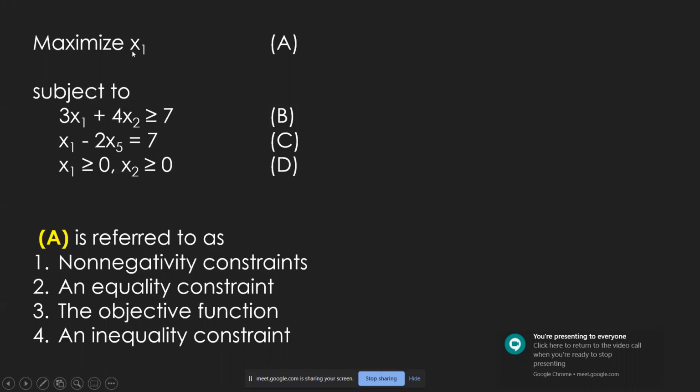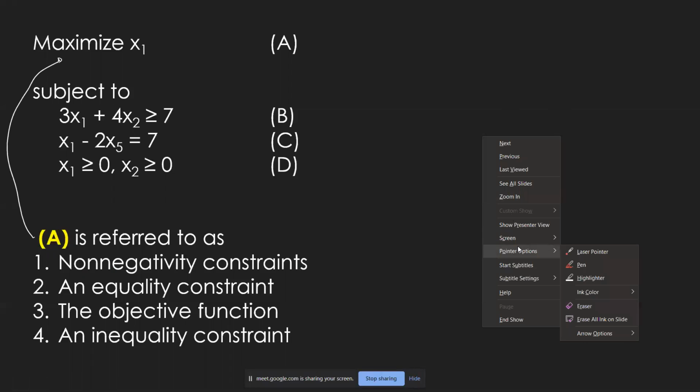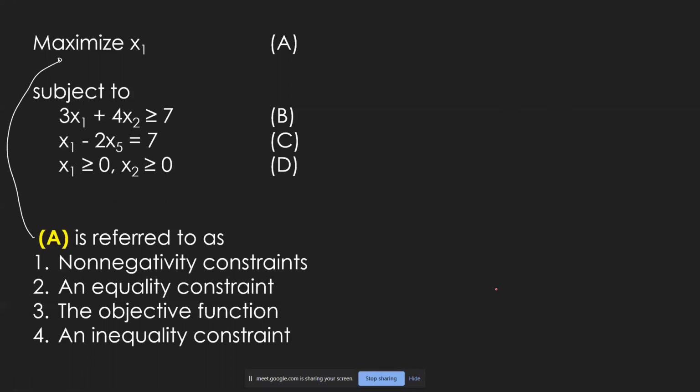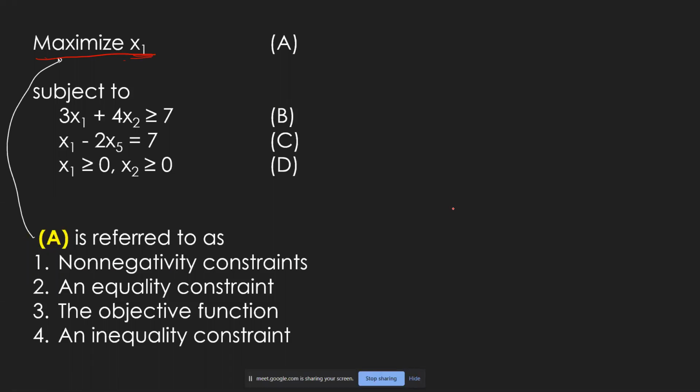Okay. So once again, we have this equation. Ano pong tawag dito sa A na to? Ito pong portion na maximize x1. Maximize x1. Anong tawag dyan? Again, meron tayong tatlong. Ano pong tawag dyan? Sorry. Hold on lang po. Hold on.